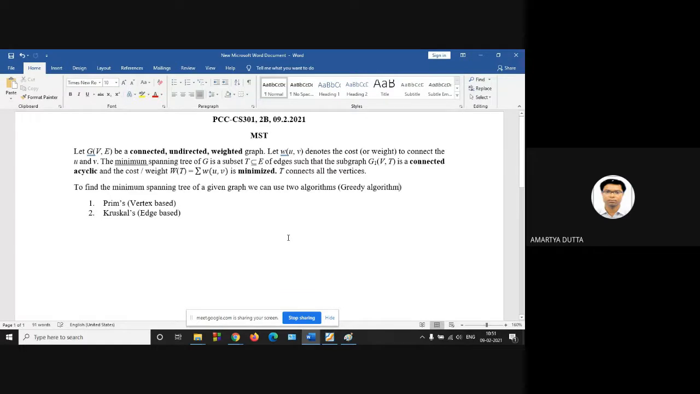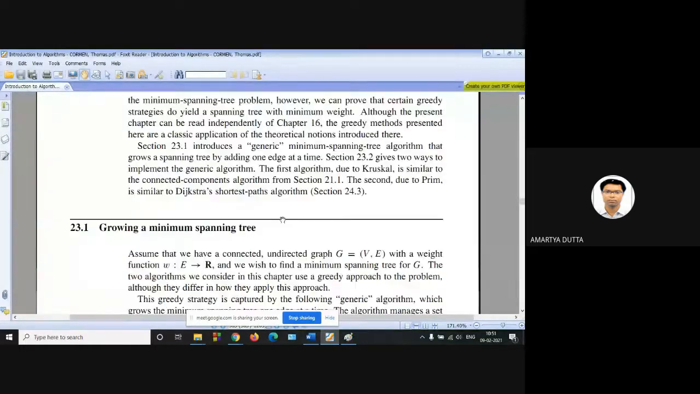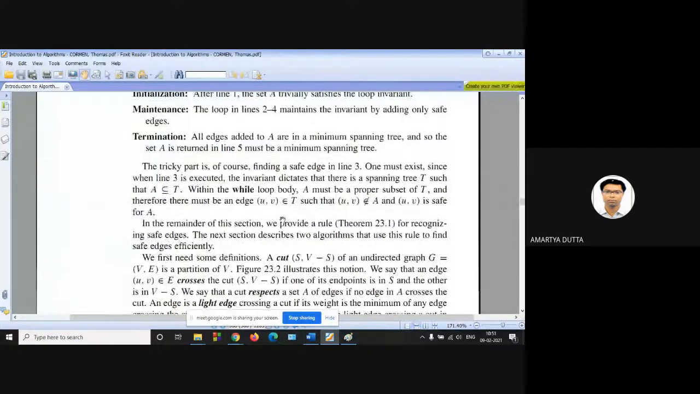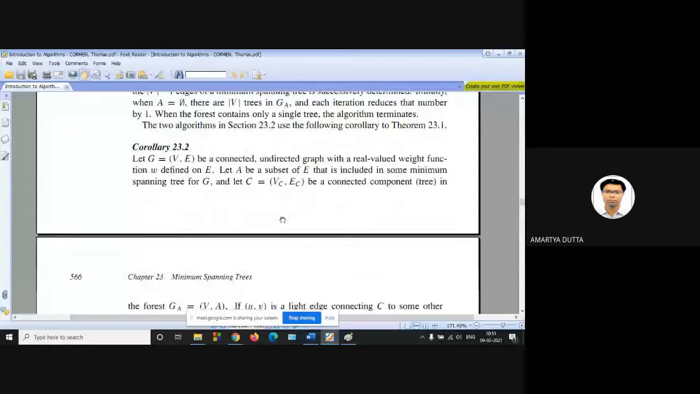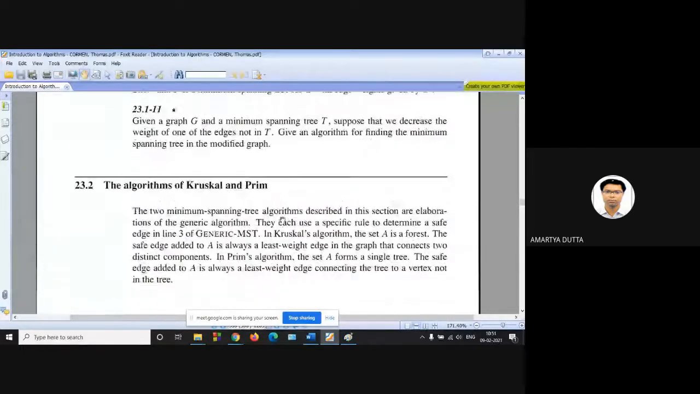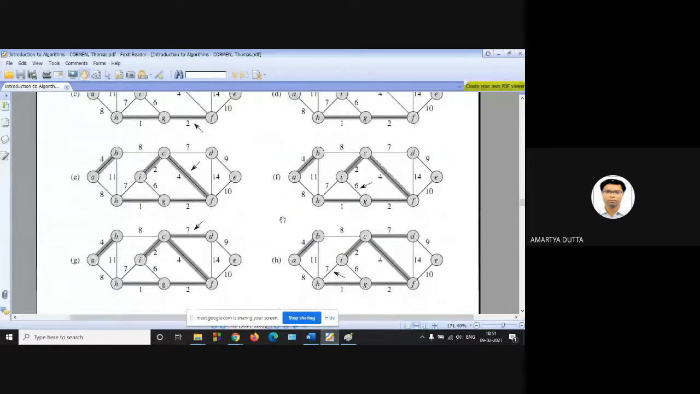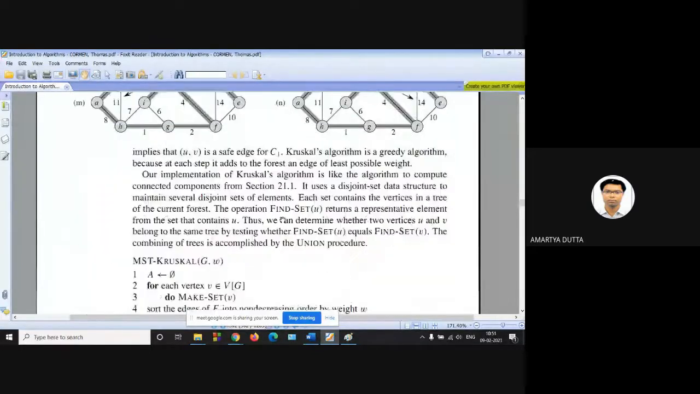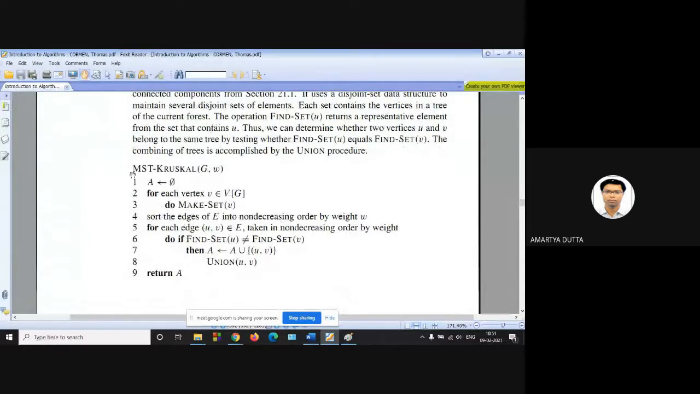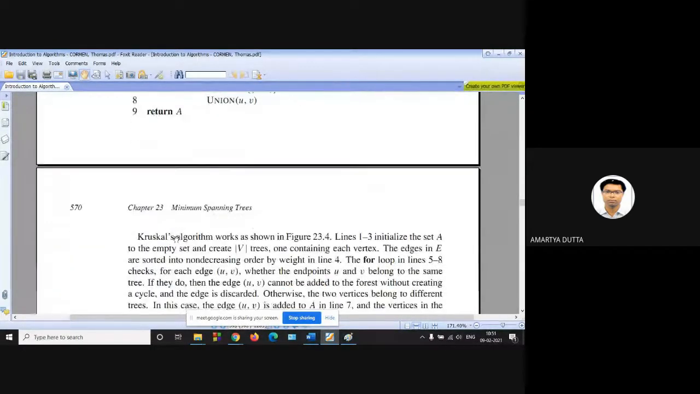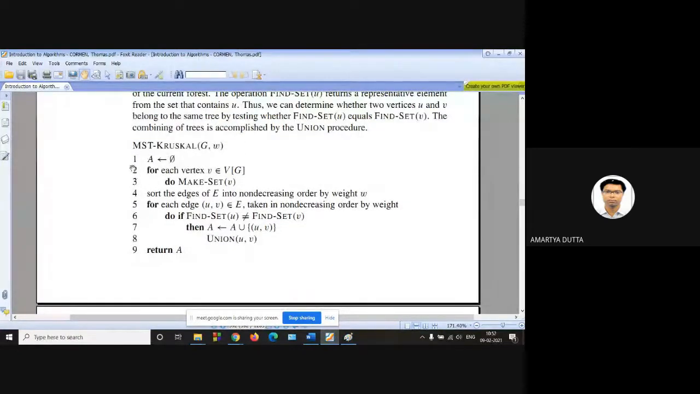Okay. So first of all, we will start with Kruskal's algorithm. So this is the Kruskal algorithm, line number 1 to line number 9. Is it visible to you? I will explain. Yes, sir.